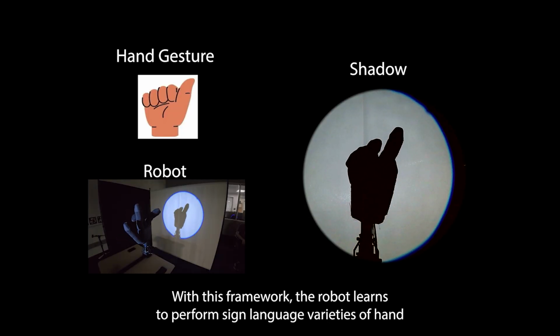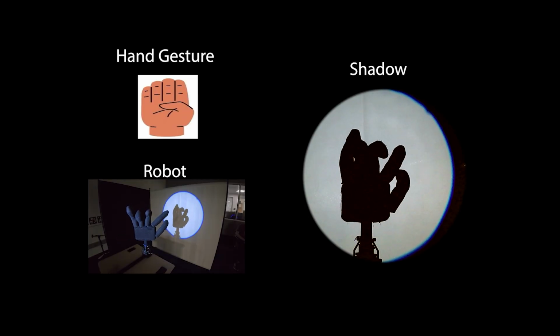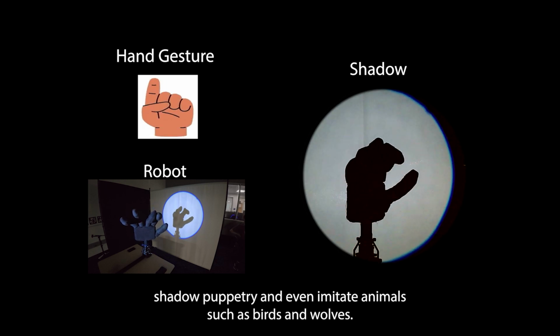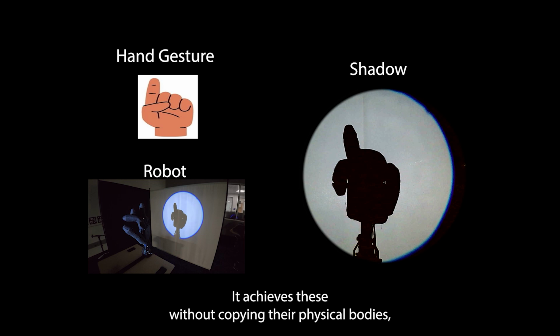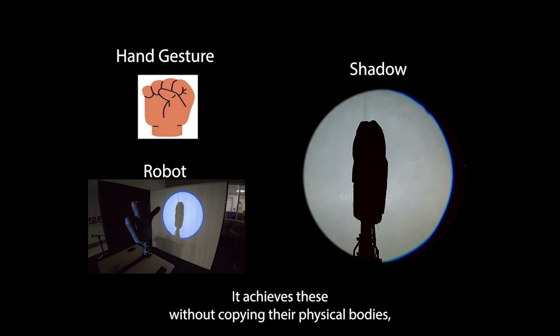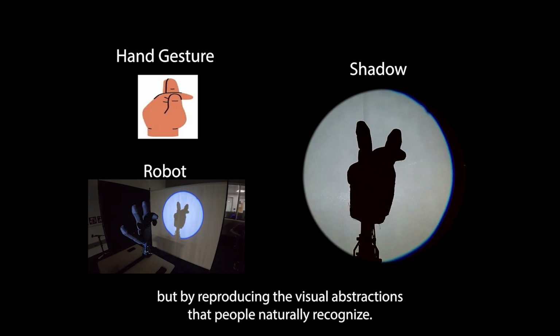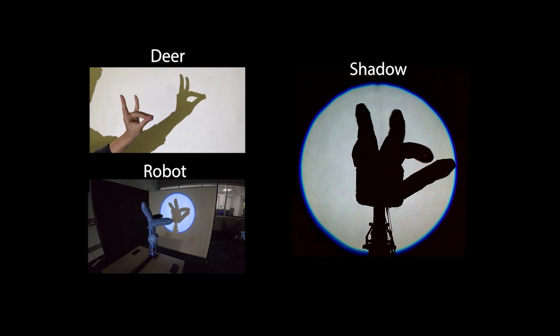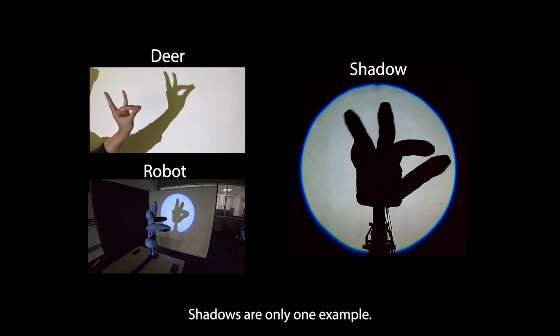With this framework, the robot learns to perform sign language, varieties of hand shadow puppetry, and even imitate animals, such as birds and wolves. It achieves these without copying their physical bodies, but by reproducing the visual abstractions that people naturally recognize. Shadows are only one example.